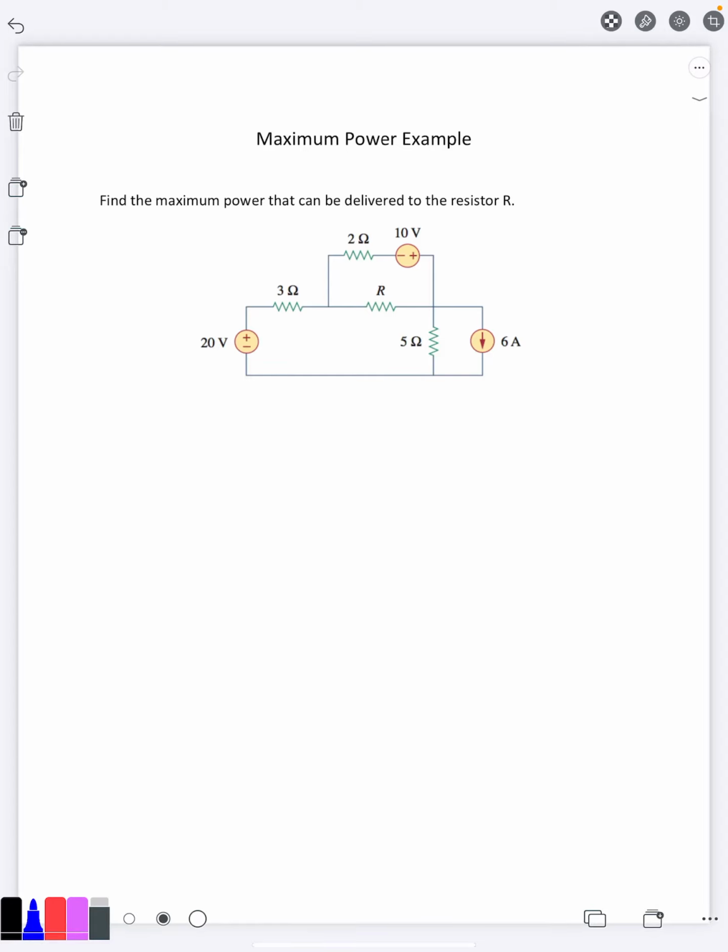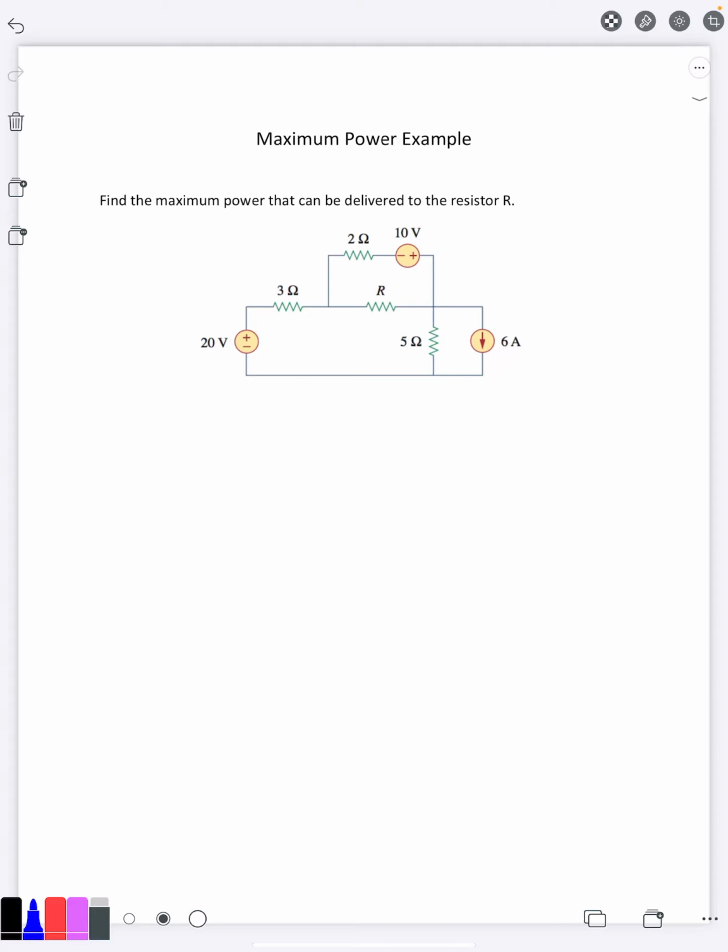Okay, in this problem, we're asked to find the maximum power that can be delivered to this resistor R here. Notice how they don't give us the value of that because, again, that's our job to figure out what value of R will get the maximum power in that spot in the circuit. Now, on the face of it, it doesn't say anything about Thevenin here, but you're supposed to know that in order to find maximum power, you need the Thevenin circuit, and you need the Thevenin circuit with respect to the resistor that you're talking about.